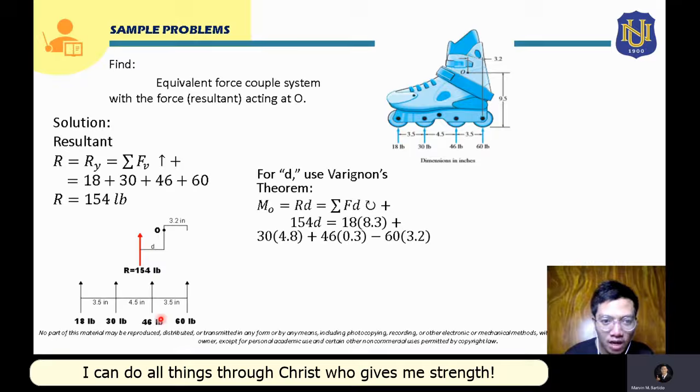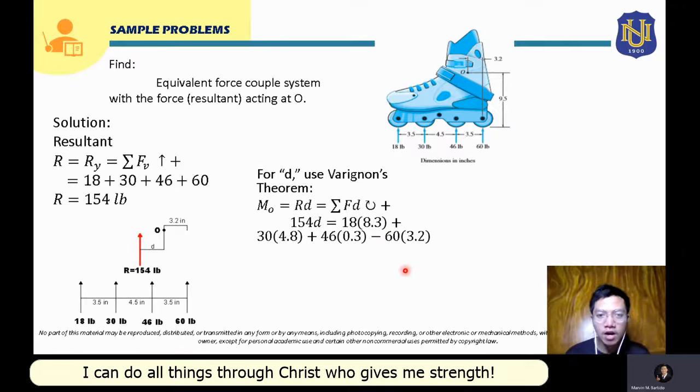Now for the 46 pound force, solving for its moment arm, we will just have 3.5 minus 3.2 so that we can get this distance. That will be 0.3. Its rotation about point O will also be clockwise, so it will be positive here. Now for the 60-pound force, its moment arm about point O will be 3.2, and its rotation about point O will be negative. That's why it will be negative here.